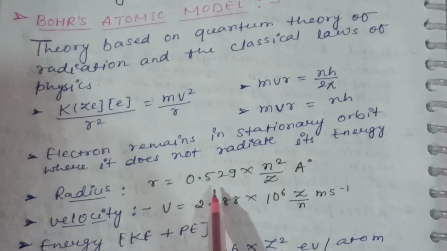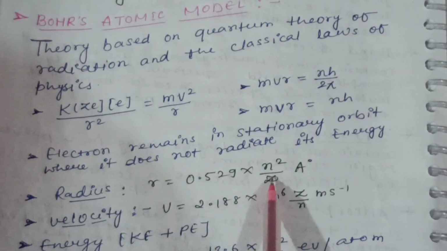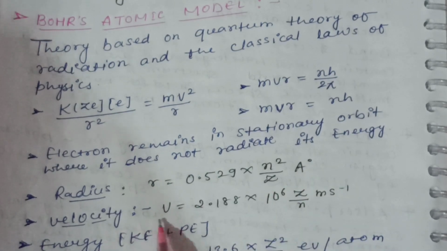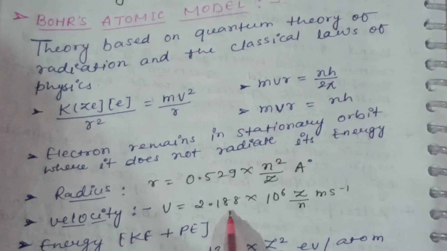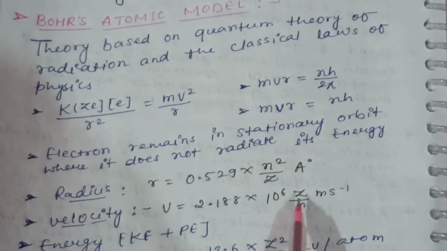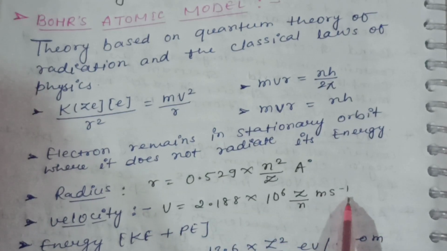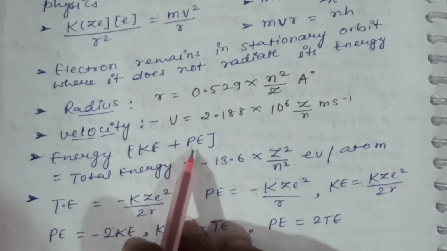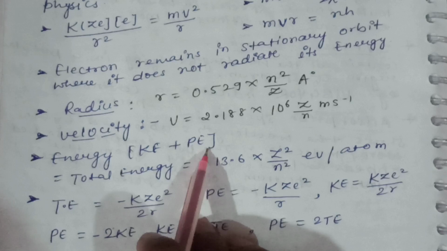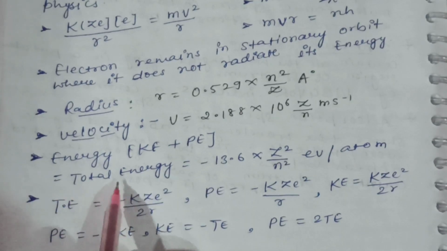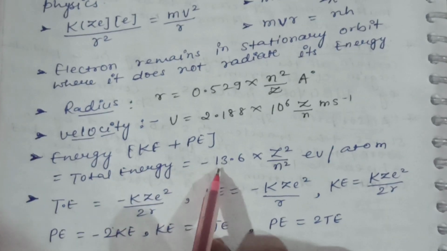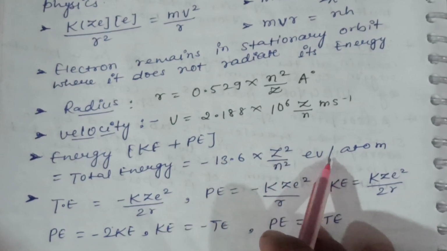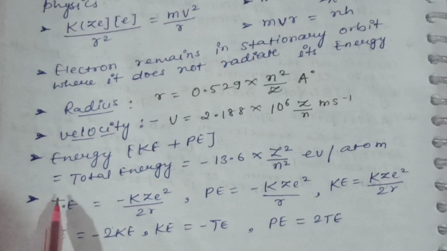Radius r = 0.529 × n²/Z angstrom. Velocity v = 2.188 × 10^6 × Z/n meters per second. Energy: kinetic energy plus potential energy is equal to total energy, which is equal to −13.6 × Z²/n² eV per atom.